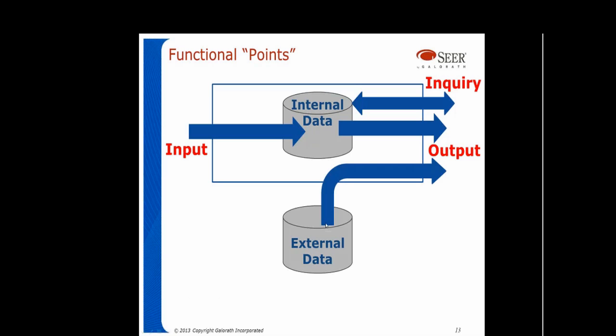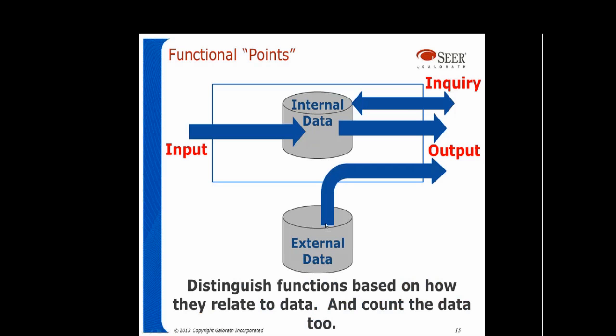External data is simply data that lies outside. You're not updating external data. You're just using it for an output. So data and transactions are two different terms that we use in functional accounting. And I've used them already. The red items are the transactions moving in and out. And then they work, of course, with the data.